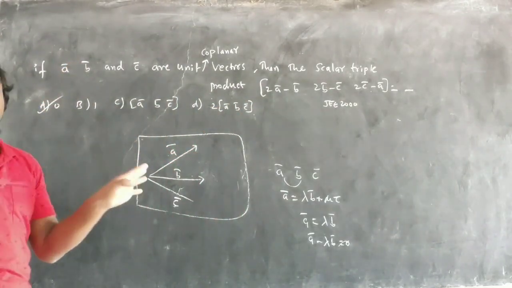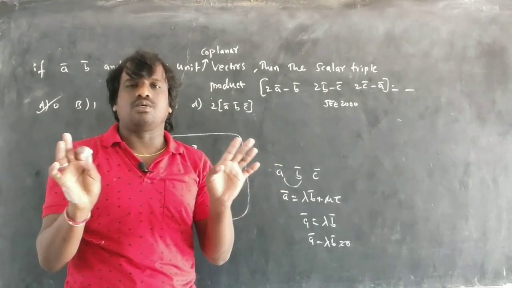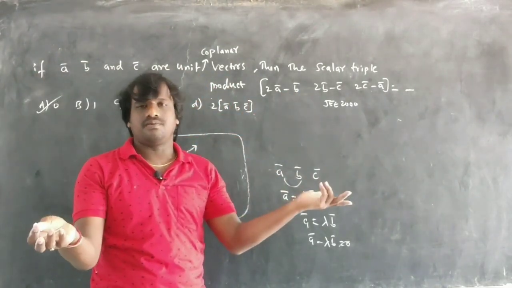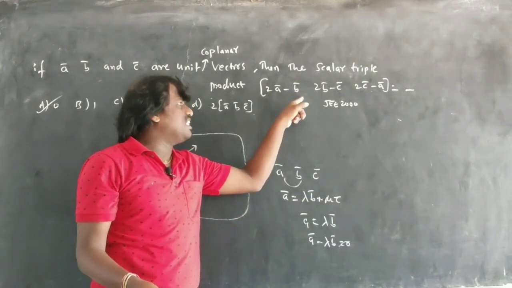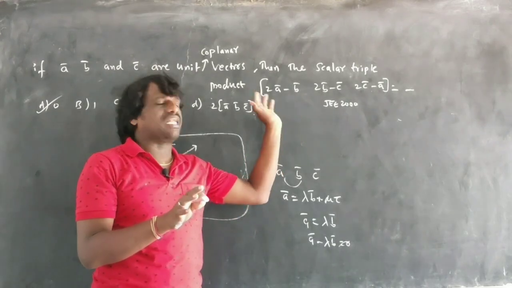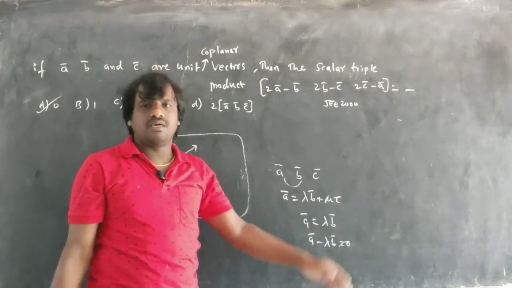No need to do this problem, at any cost. If the vectors are coplanar, it means the box of that will be 0. Because of their addition or subtraction, when coplanar is given, you can directly write the answer as 0. Okay, hope you understand.